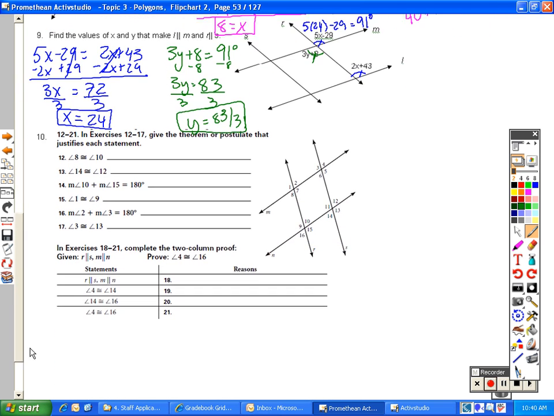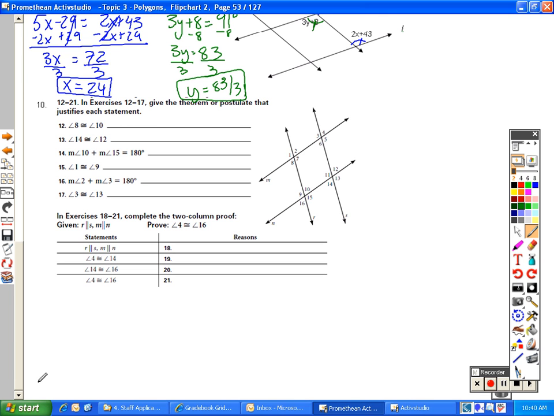All right, last but not least, we have a problem here where we are asked to justify why certain things are true. And here we're really asking you, what types of angles are they? So 8 and 10. Why are 8 and 10 congruent? Because they are alternate interior angles. That's the alternate interior angle theorem. How about 14 and 12? They are vertical angles. That is the vertical angle theorem.